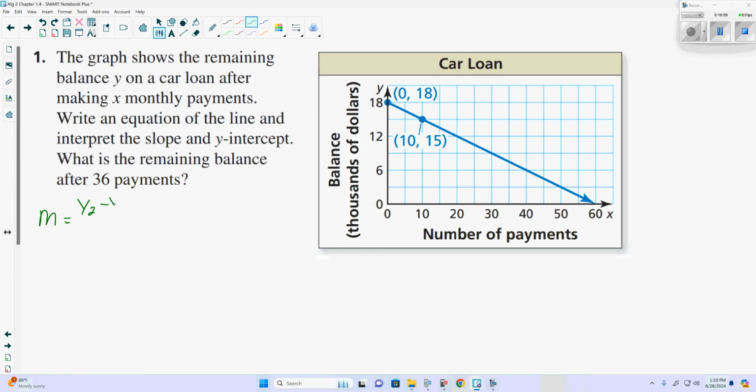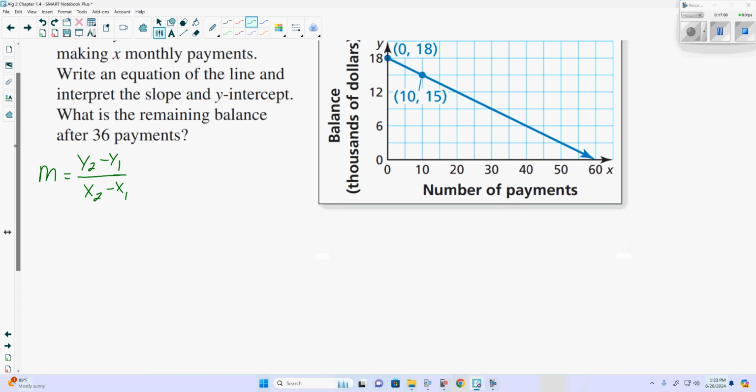m is equal to y2 minus y1 over x2 minus x1. This time they did give us 2 points, yes? (0, 18) and (10, 15). Which of the 2 y values do we want to use first? You can just pick one. 0 and 18, so we'd have 18 on top, 0 on bottom, yes? The other y value is 15, and if you need something to write with, there's one right there on the blue cart in front of you.